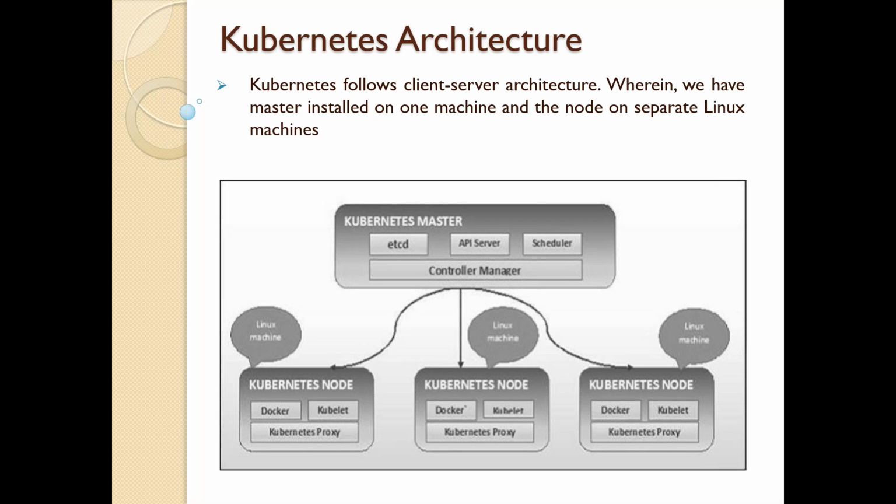Kubernetes follows the client server architecture similar to our Docker, where we have the master installed in one machine and nodes on separate Linux machines, right? So there are some components which are specifically there only on the master. There are some components which are there specifically on nodes. So we need to know what those things are and how this is laid out.